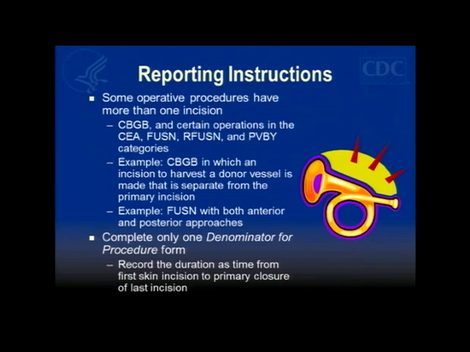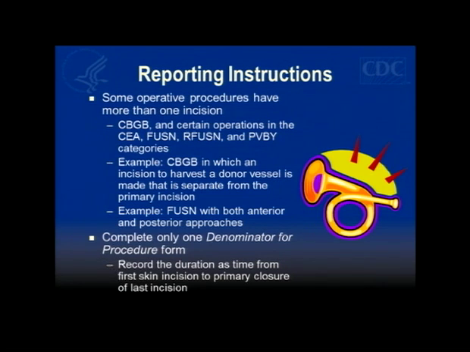Example, again, with CBGB, you've got the incision to harvest the donor vessel. It could be in the arm, it could be in the leg, and then you've got a separate chest incision. So they harvest the vessel, and then they open the chest and put it in the chest. So you're going to have at least 2 incisions in that case. Another example is for spinal fusion, where there's both an anterior approach, and then they flip the patient over, and then they do the posterior approach. So you're going to have both an abdominal incision and a posterior incision in the back.